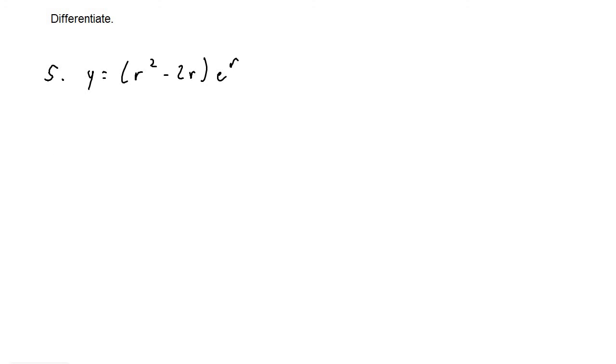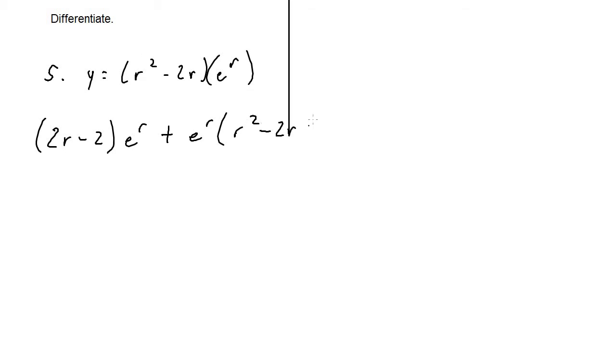So once again, using the product rule here, we're going to take the derivative of the first function. So in this case, the derivative of r squared minus 2r is just going to be 2r minus 2 times the second function unchanged, so just times e to the r, plus the derivative of the second function, so the derivative of e to the r is just e to the r, times the first function unchanged. That's just going to be r squared minus 2r.